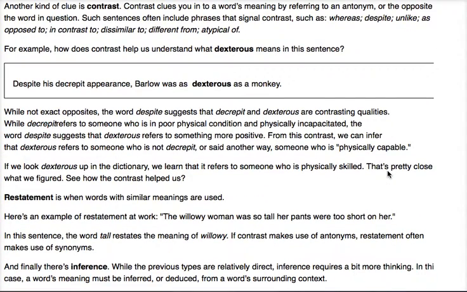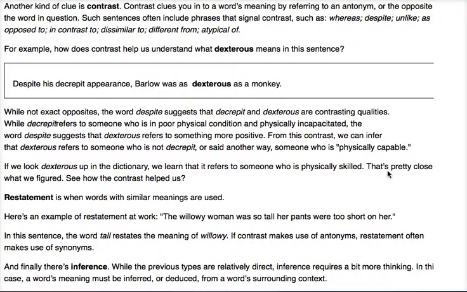Another kind of clue is contrast. Contrast clues you into a word's meaning by referring to an antonym or the opposite of the word in question. Such sentences often include phrases that signal contrast, such as whereas, despite, unlike, as opposed to, in contrast to, dissimilar to, different from, or atypical of. For example, how does contrast help us understand what dexterous means in this sentence? "Despite his decrepit appearance, Barlow was as dexterous as a monkey."